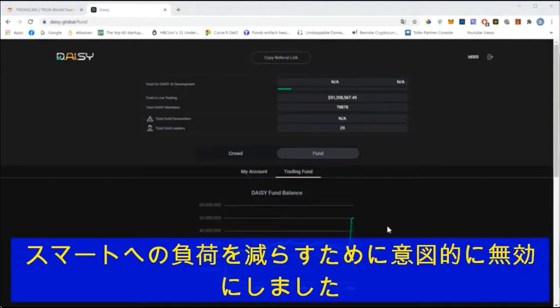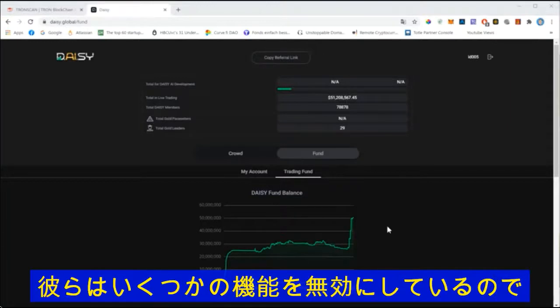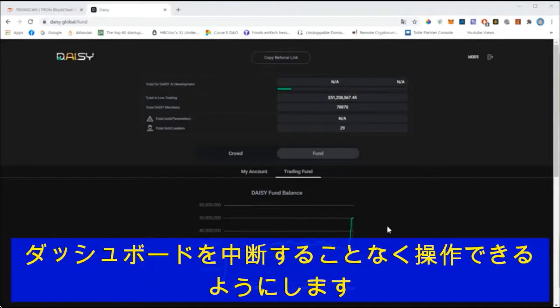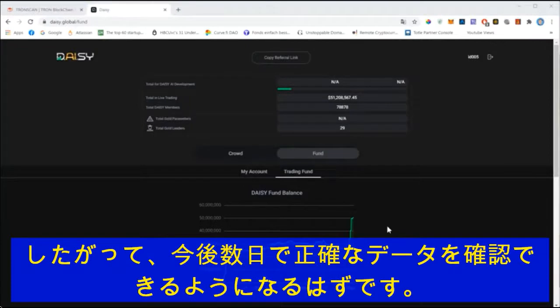Some of the data was disabled on purpose to decrease the load on the smart contract because of the big influx of members. They have disabled some of the features, so we can operate the dashboard with no interruptions. And those features will be enabled over time. So in the next couple of days, we should be able to see accurate data.